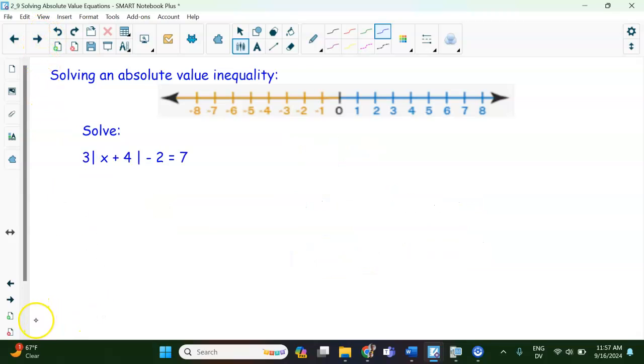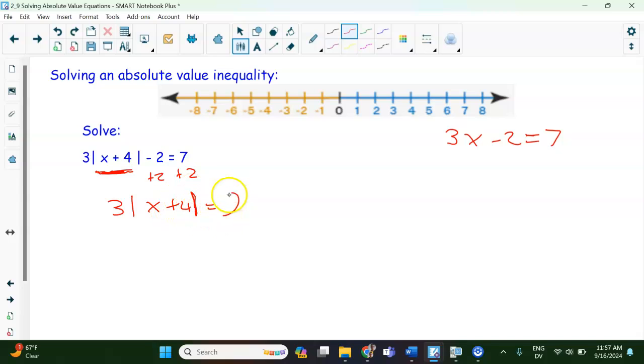Okay, one more like that for you to try. This one's pretty tricky. Okay, so the trick here is we've got to do a few steps. So our first step is to get this part alone, this absolute value. So it's sort of like having 3x minus 2 equals 7. We've got to get this part alone first. So we're just going to add the 2. And then we have 3 times the absolute value of x plus 4 equals 9.